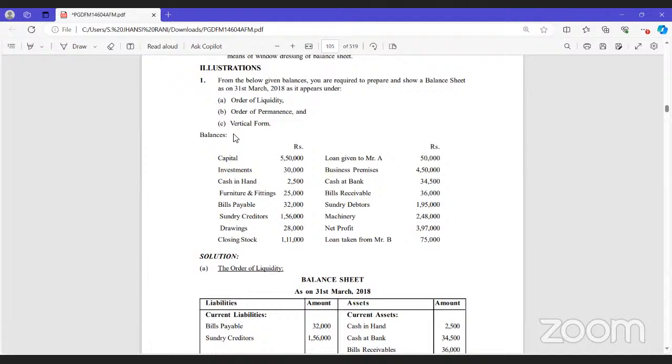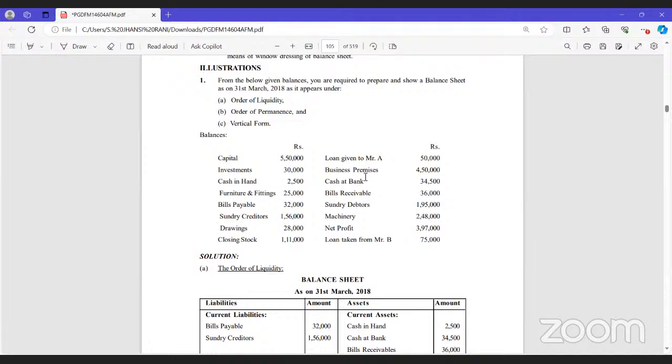Prepare and show a balance sheet as on 31st March 2018 as it appears under. That is, first one is order of liquidity, order of permanence, and vertical form they are asking. If we look at the question, the given items are capital, investments, cash in hand, furniture and fittings, bills payable, sundry creditors, drawings, closing stock, loan given to Mr. A, business premises, cash at bank, bills receivable, sundry debtors, machinery, net profit, loan taken from Mr. B.